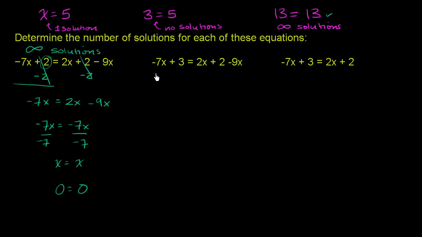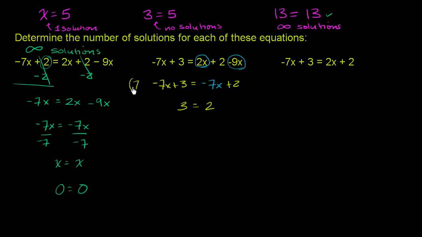Let's think about this one right over here in the middle. So once again, I'll do it a little bit differently. I'll add this 2x and this negative 9x right over there. So we will get negative 7x plus 3 is equal to negative 7x. So 2x plus negative 9x is negative 7x plus 2. Plus 2, that's this 2. Now let's add 7x to both sides. Well, if you add 7x to the left-hand side, you're just going to be left with a 3 there. And if you add 7x to the right-hand side, this is going to go away, and you're just going to be left with a 2 there.